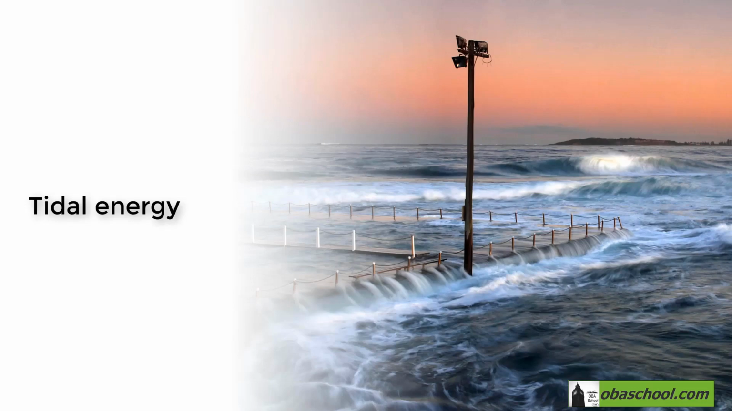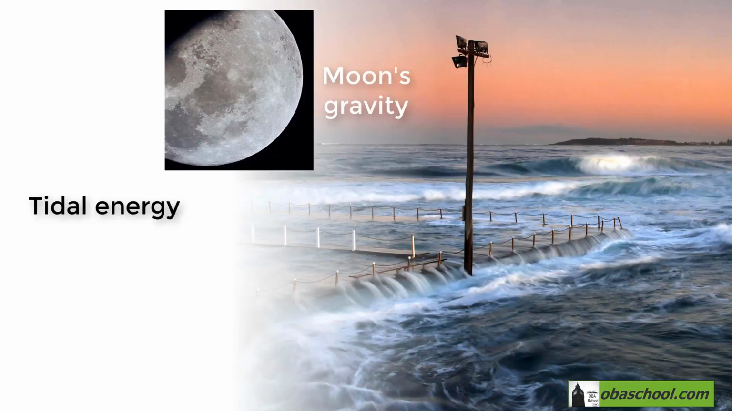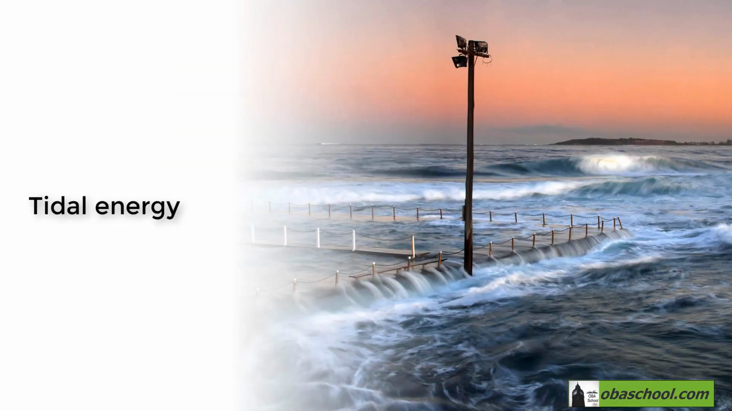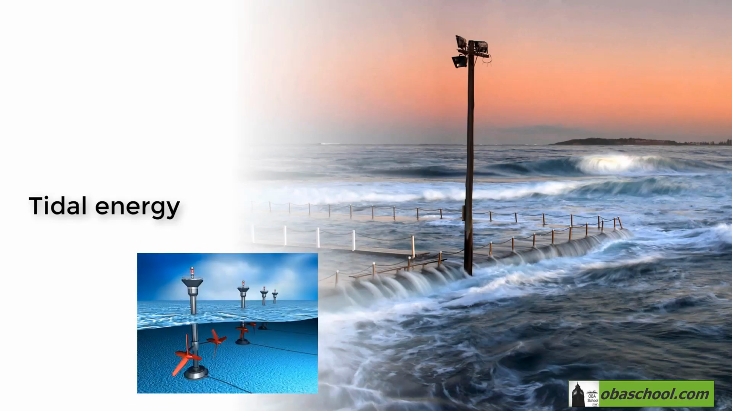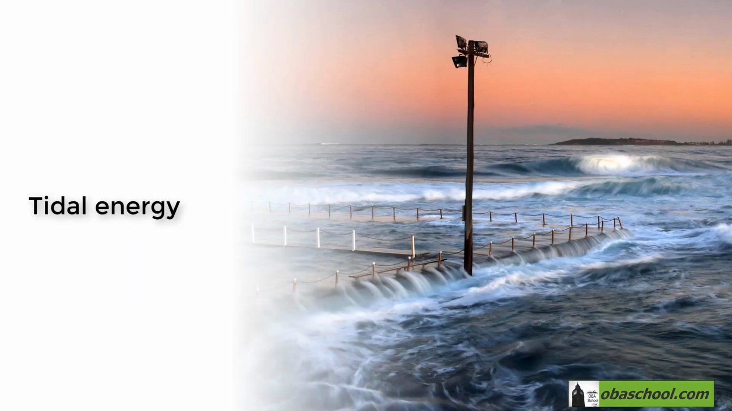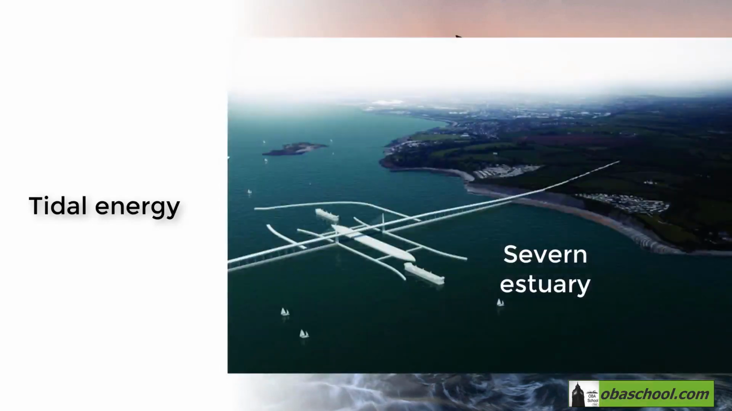Tidal energy is the energy obtained from the changing sea levels due to the Moon's gravity. A tidal power station traps water from each high tide behind a barrage. The high tide water can then be released into the sea through turbines. These turbines drive generators in the barrage. One of the most promising sites for a tidal power station in Britain is the Severn Estuary.